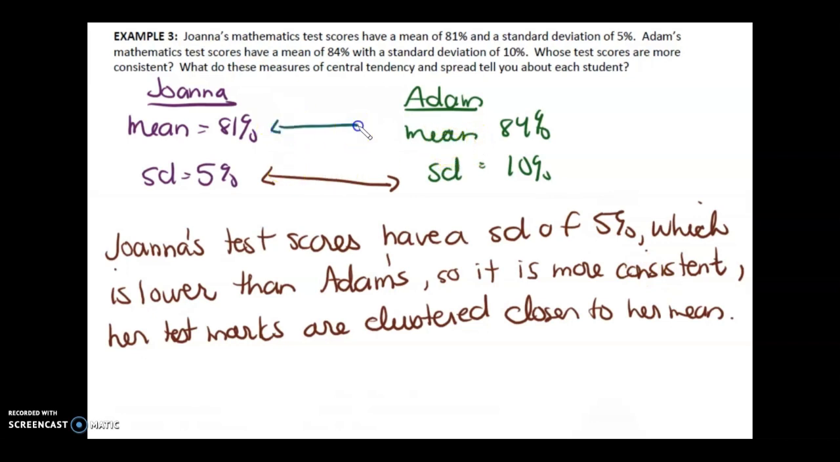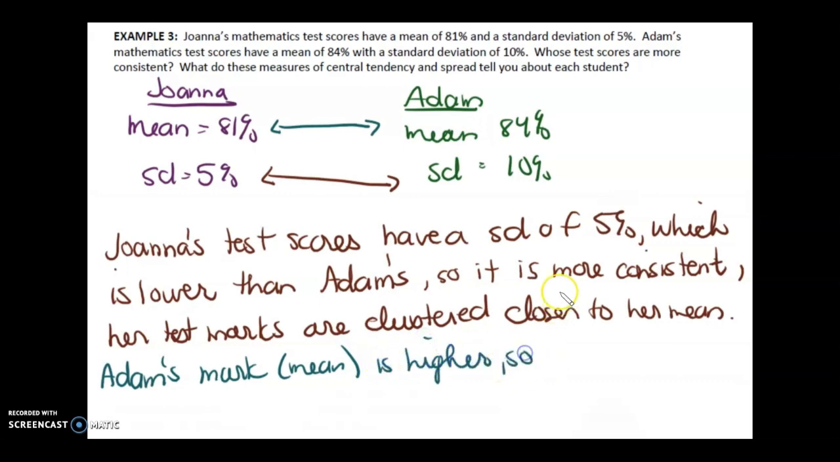So taking a look at the means, Adam's mark is higher. That's a mean mark, right? The average mark is higher. Because the standard deviation is 10, that means he kind of went up 10, to 94, and down 10 to 74 type of idea. Standard deviation is like give or take. Joanna only really went up to 86 and down to maybe 76. That's just how they're clustered.